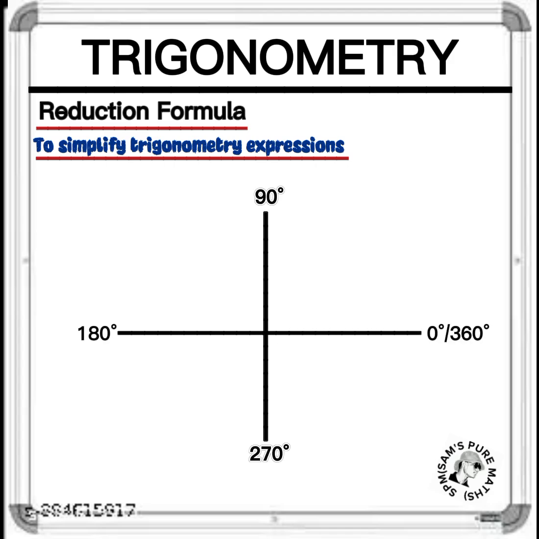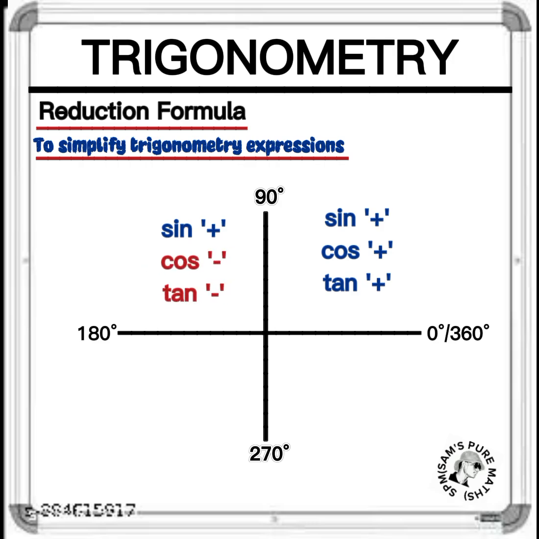Let us start here. All trigonometric ratios are positive in the first quadrant. Sine, cosine, and tangent are positive in the first quadrant, okay? Only sine is positive in the second quadrant, meaning cos and tangent are negative in the second quadrant. Only tangent is positive in the third quadrant, meaning sine and cos are negative in the third quadrant. And only cosine is positive in the fourth quadrant, meaning sine and tangent are negative in the fourth quadrant. These are the basics that you must know by heart.